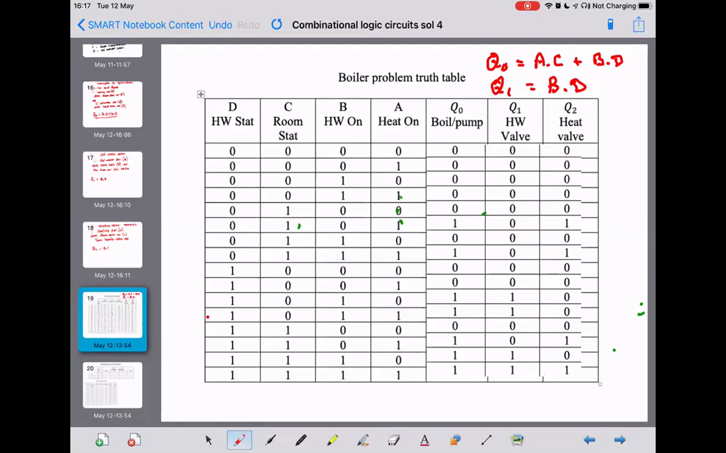And then lastly, Q2 was A and C. Yeah. So anywhere where C is 0, we've got a 0. So let's check that. 2, 3, 4. And this 4. 1, 2, 3, 4. Anywhere where A is 0, top 2. We're looking for ones where we've got A and C. So it's there. That one's correct.